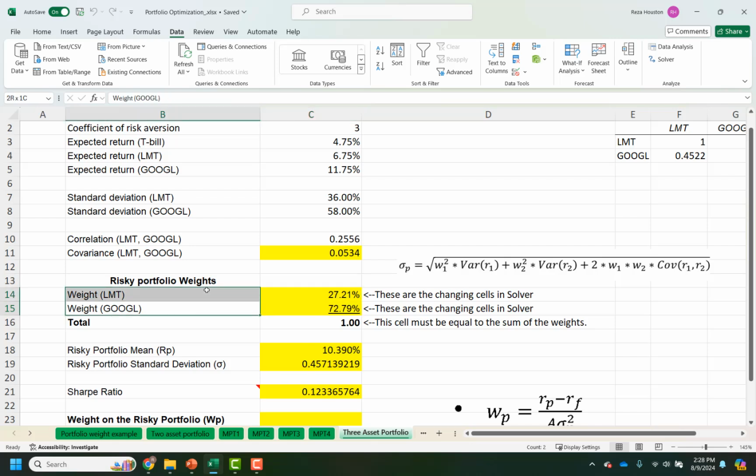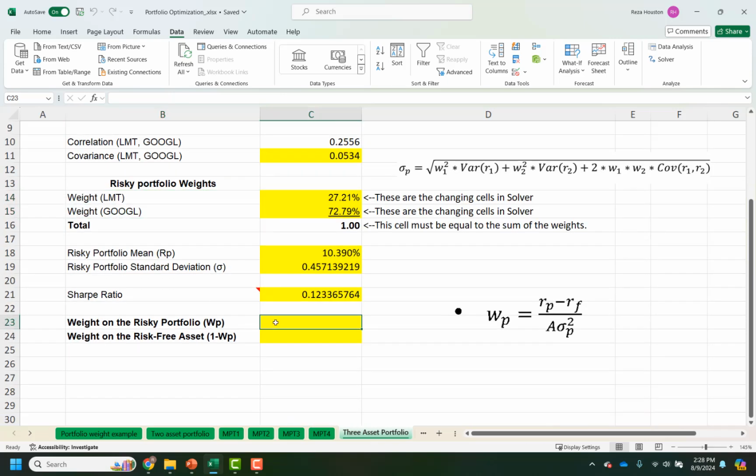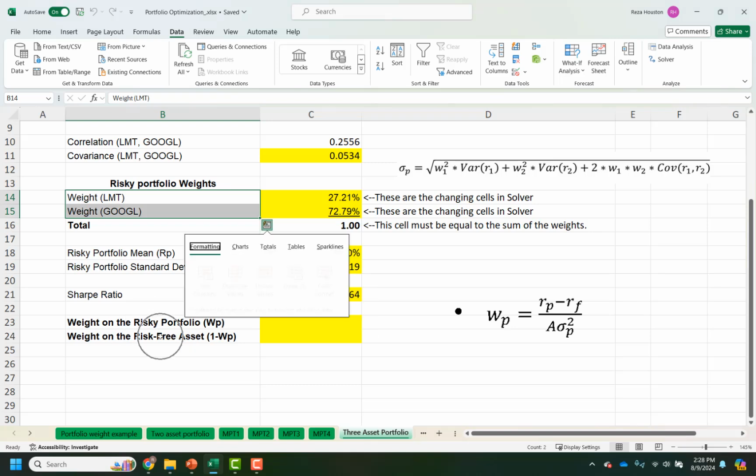We identified the ideal weights for our risky assets. This is the step that is most commonly used in the real world. Now, people might not use Excel to do this, but they are using some kind of solver-like program to do this. Now, the second step is the step where we identify how much of our total wealth we allocate to the risky portfolio versus the risk-free asset.